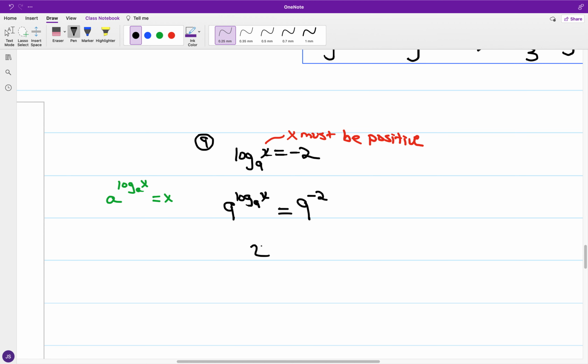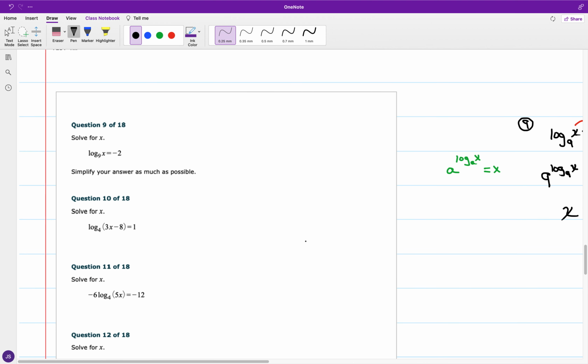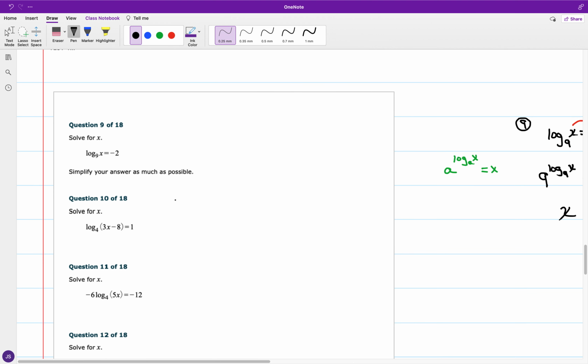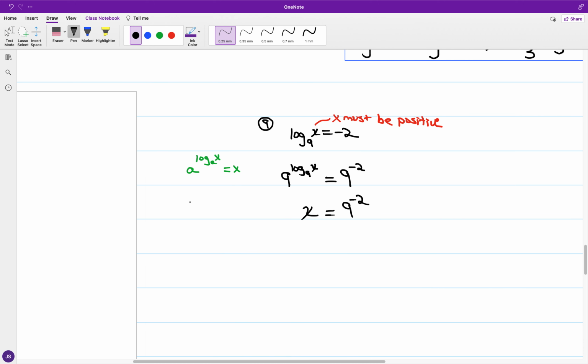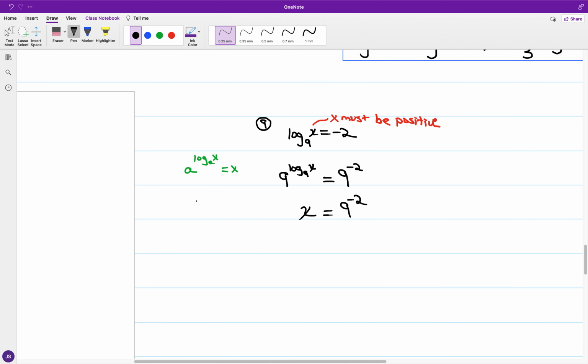On the left-hand side there will be x, and x is equal to 9 to the negative 2, and there's going to be more work to do. It says to simplify your answer as much as possible, and this is kind of like Alex's way of implicitly saying that if you have exponents, go ahead and take care of them. So you got x is equal to 9 to the negative 2, which is true. But I can more explicitly state just what x will be numerically.